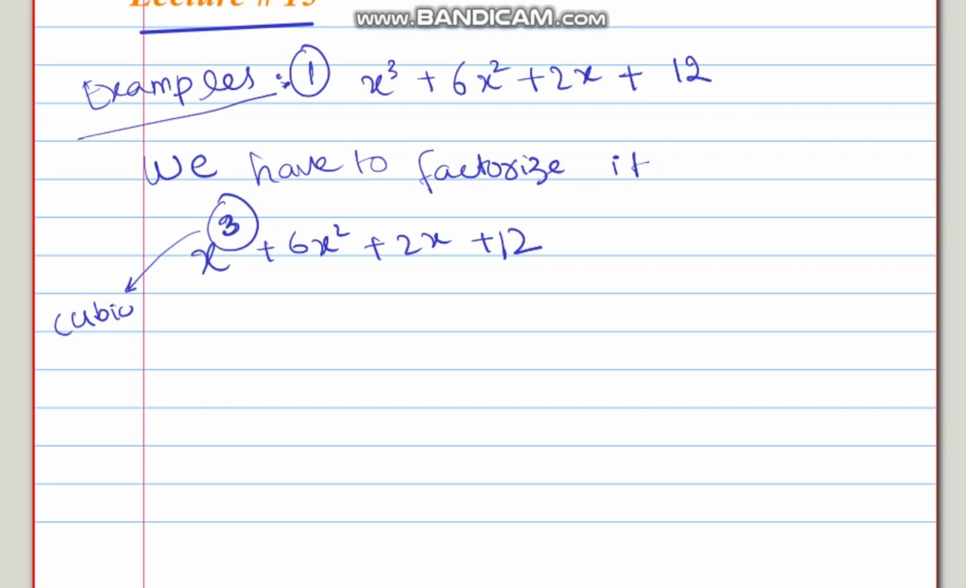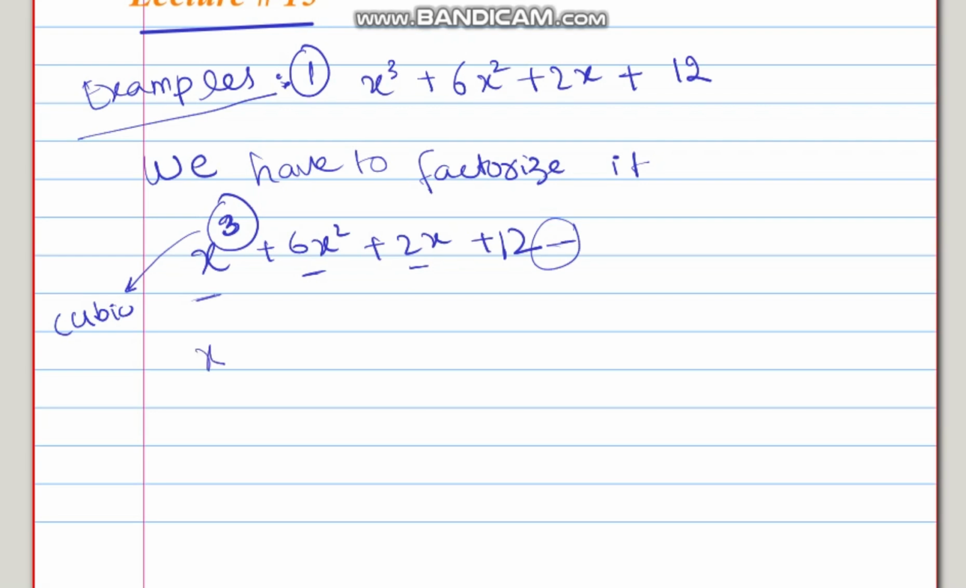First of all, please check the common thing. What is the thing which is present in all the terms? We should note the x. X is present here, x is present here, x is present here. X is not present here. So let me write here, x is not present here. So what we can do, basically, is take the x common.